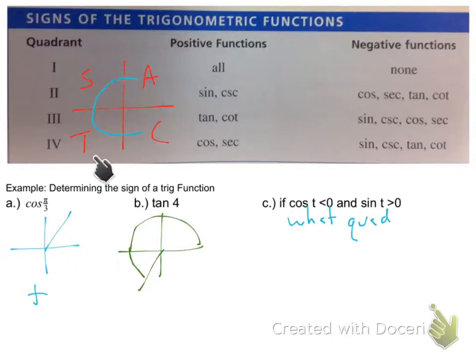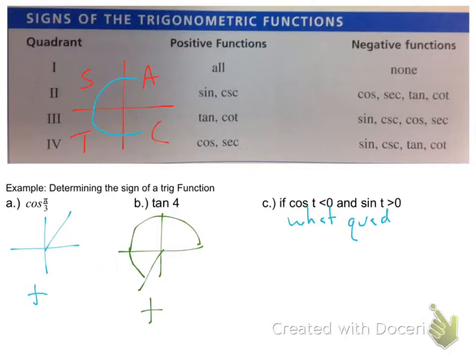All students take. T stands for the positive one, so it's positive. Of course, going back up to here, if sine's positive, that means cosecant is also positive. Tangent, cotangent, cosine, and secant, the corresponding reciprocals, are all positive.